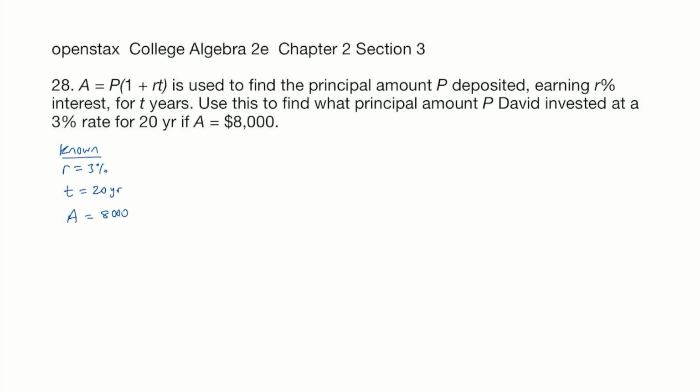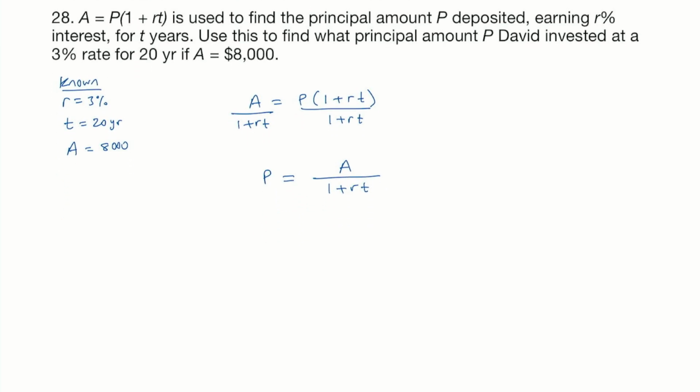Okay, and so A is equal to P times 1 plus RT. All right, we need to make this say P equals, so we need to divide both sides by 1 plus RT. So our principal amount will be equal to the accrued, so interest plus principal, divided by 1 plus RT. Note that the interest rate is the rate per year, so that when we multiply by time, our units cancel, and then we can add it to the 1.